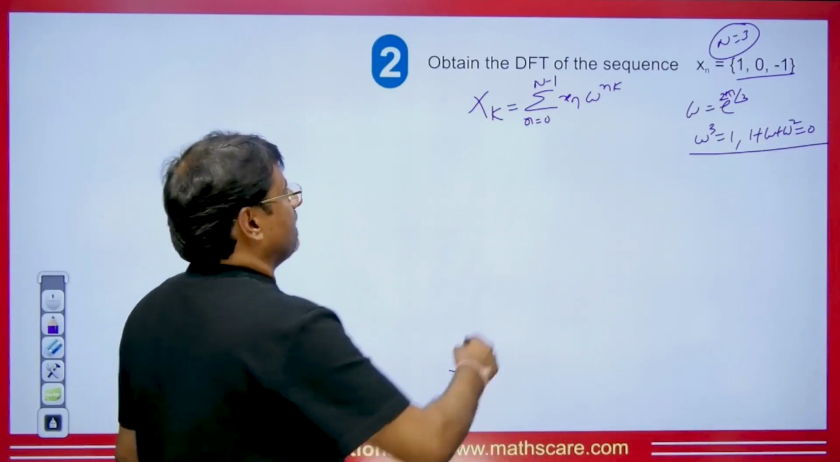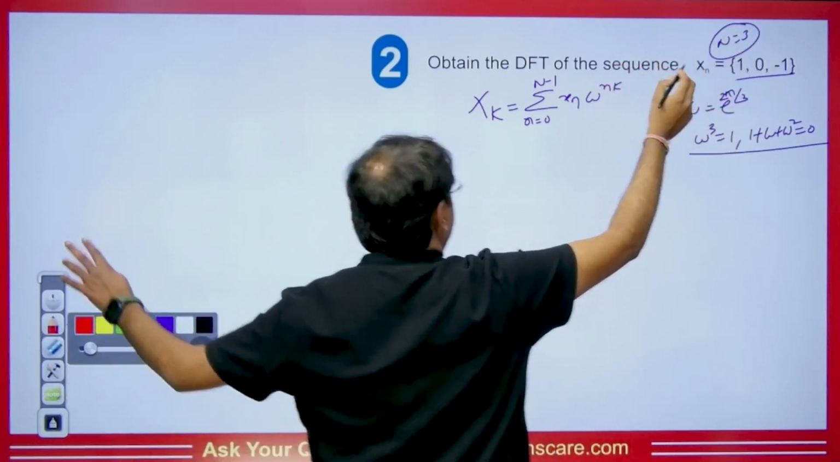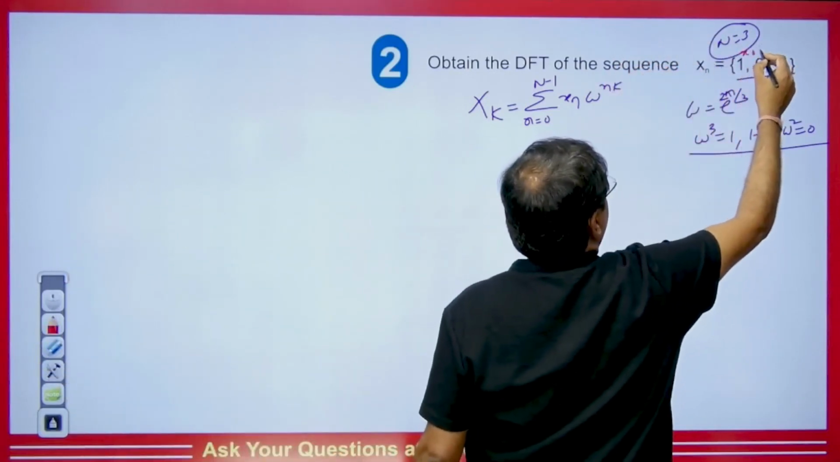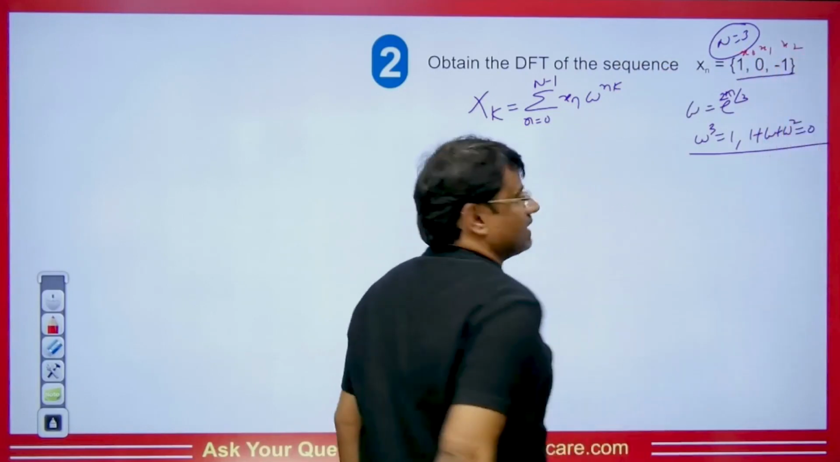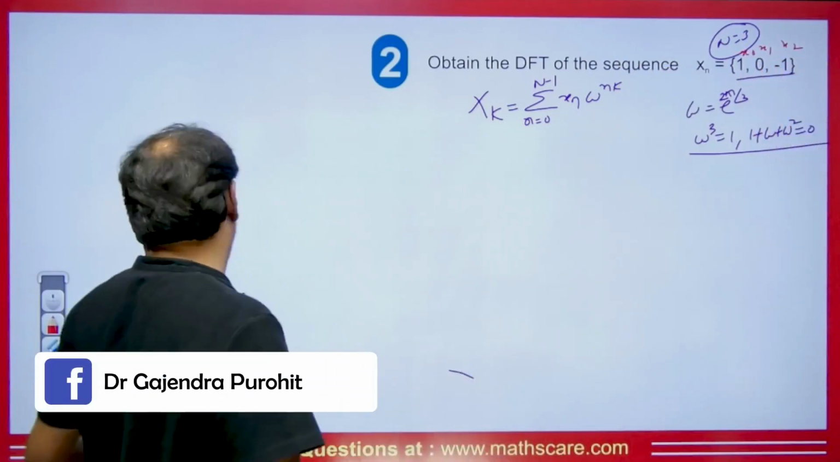Now let's discuss, students. Look at these values here. What is given here? This 1 is given as x0, right? This is x1 and this is x2. Now we have to find capital X0, capital X1 and capital X2.